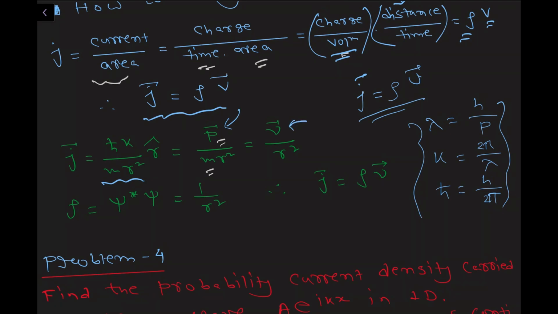Now p by m is velocity, momentum by mass giving us velocity. Now probability density rho is equal to psi star psi, which is nothing but 1 by r square. So velocity by r square is nothing but velocity into rho, because rho is 1 by r square. So that means our J is satisfying the rho into v relation. So the J we got is actually correct in this problem.